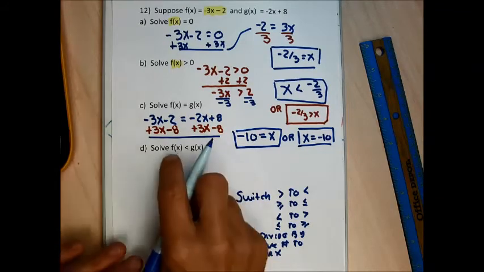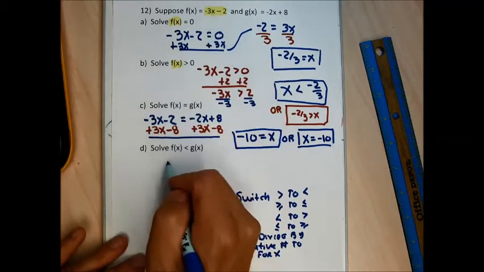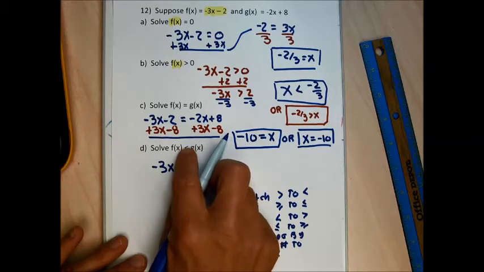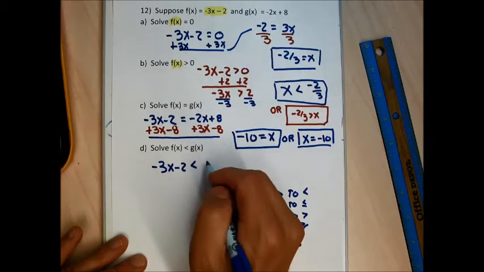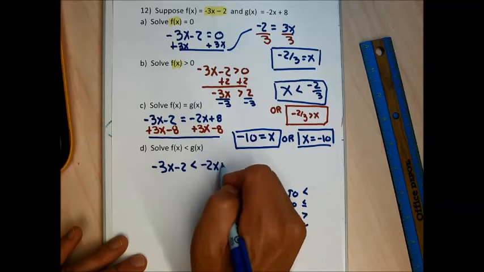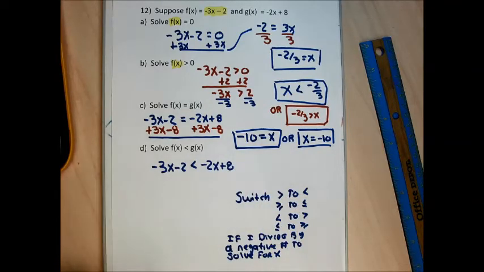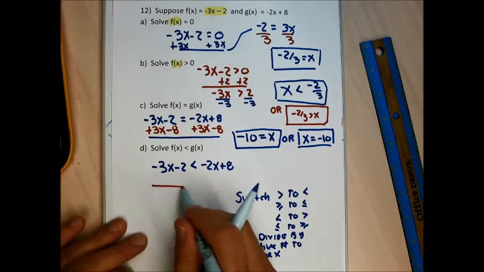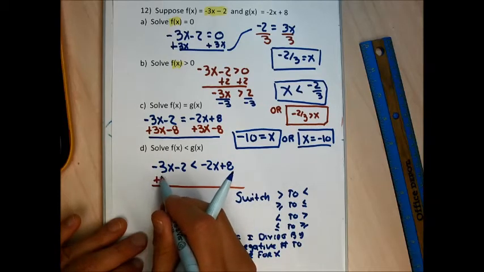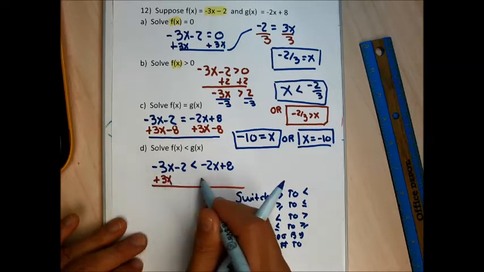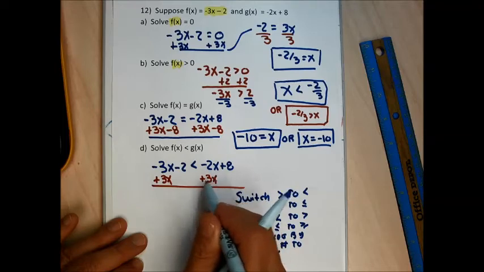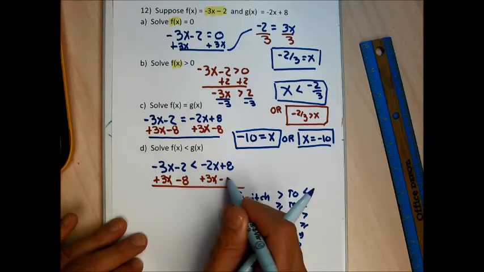For part D, I'm going to change this f of x to negative 3x minus 2. And I'm going to leave the less than sign, and I'm going to change the g of x to the minus 2x plus 8. If I solved it like I did the problem above it, I'll get to an answer a lot better. So I'm going to plus 3x to both sides and minus 8 from both sides.